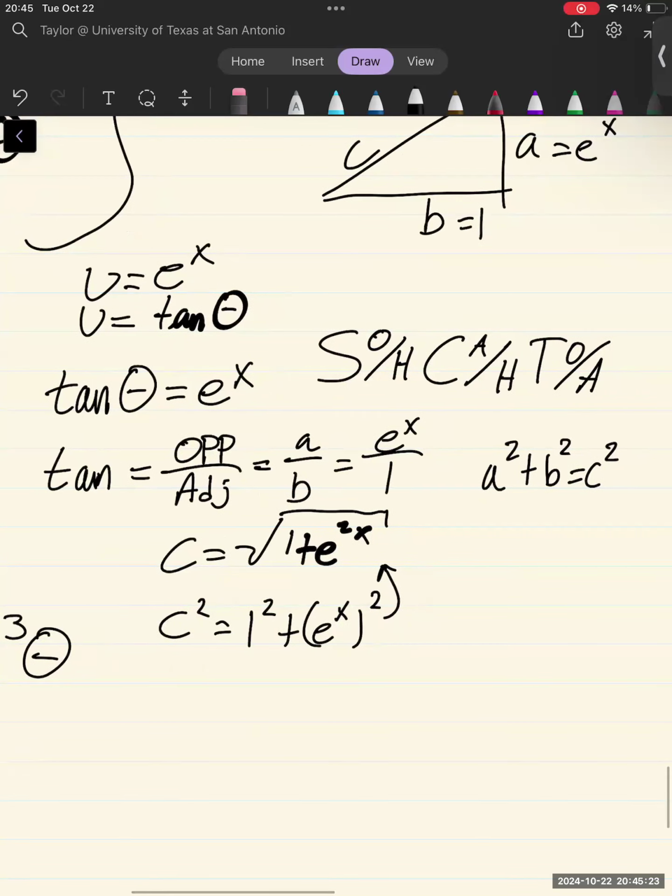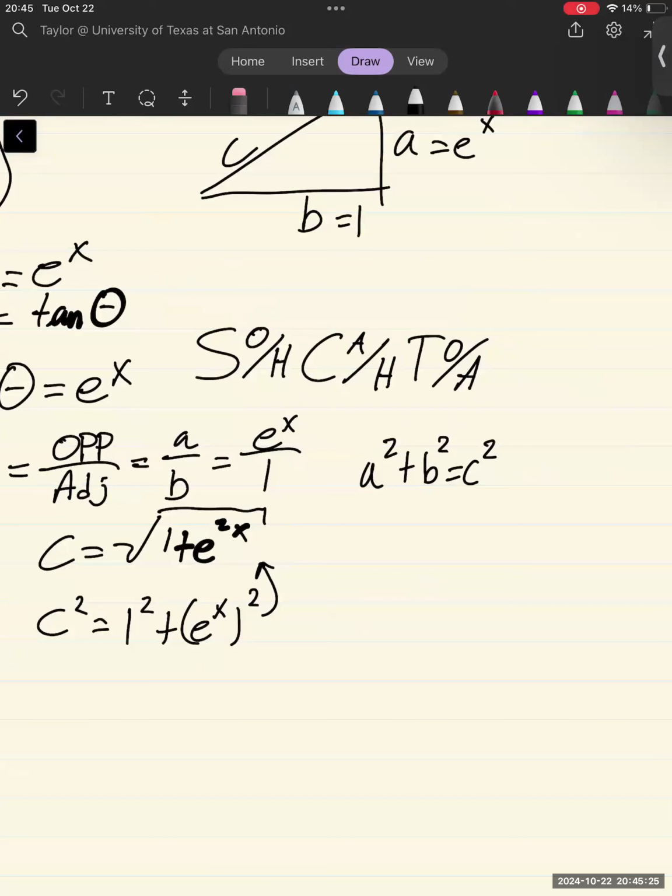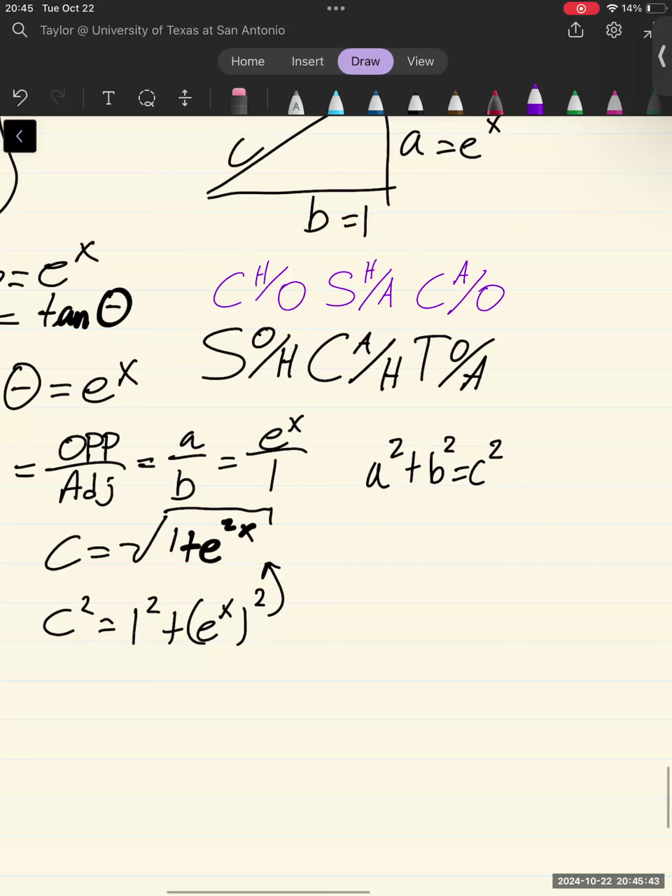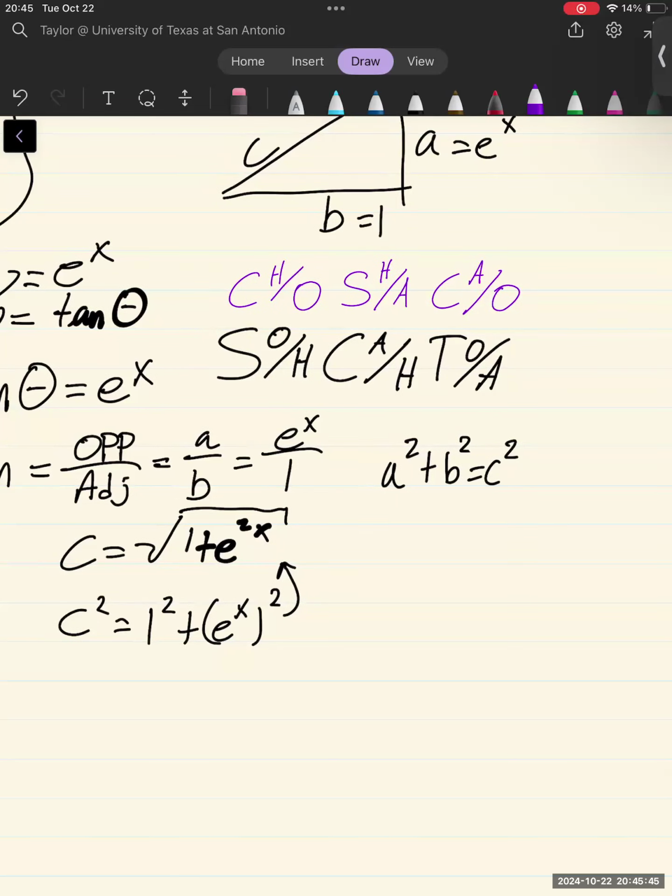And then now what we need to think about is the reciprocal of this chart. Cosecant equals hypotenuse over opposite. Secant equals hypotenuse over adjacent. And then cotangent equals adjacent over opposite. Right, all I did was flip the fractions. All I'm doing is putting my reciprocals.